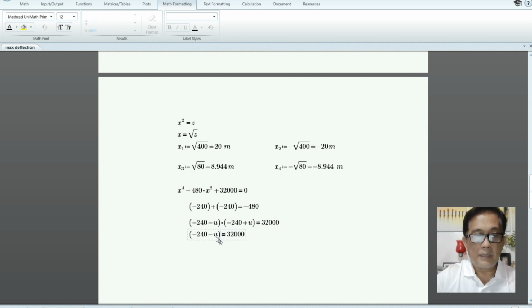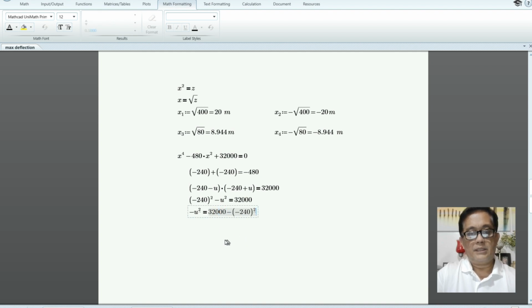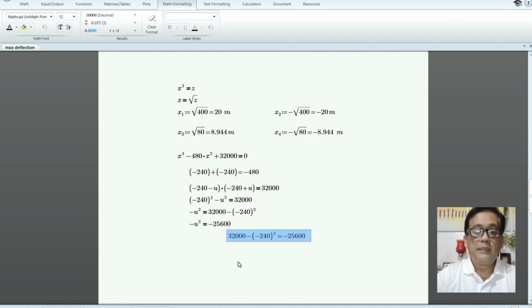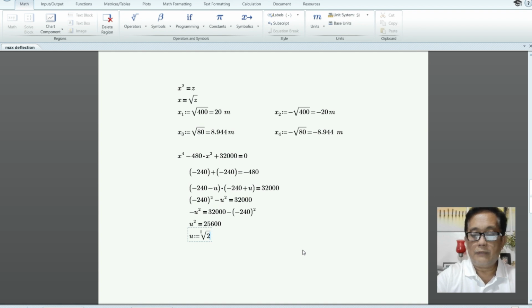The left side of the equation becomes negative 240 squared minus u squared. Then I can transpose this first term to the right. That will be minus this. And how much is this? Let's evaluate that. Equals negative 25,600. So this becomes negative 25,600. And I will multiply negative 1 to both sides of the equation. This becomes positive. This becomes positive. And therefore, u is the square root of 25,600. That's 160. Or plus and minus 160. Or we can just use 160.